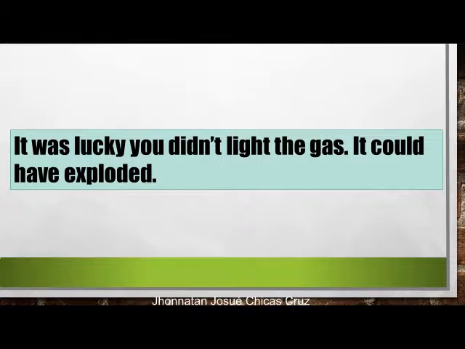And now, we are going to check if you recognize which is the modal verb in the second example. Perfect! The modal verb is could have exploded.